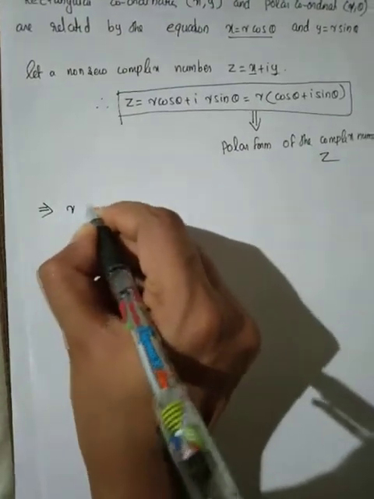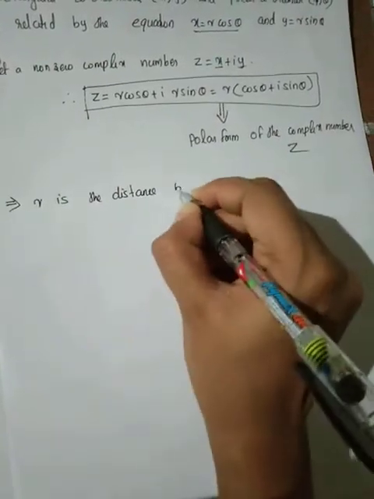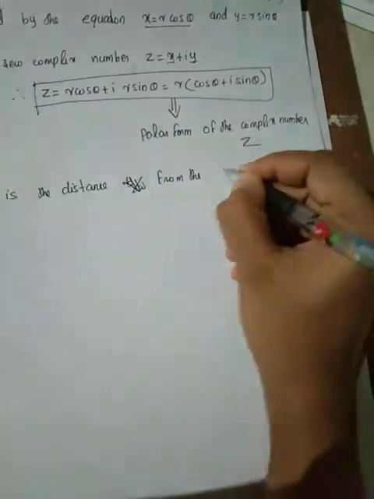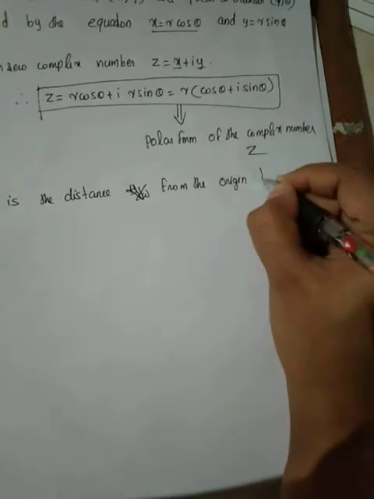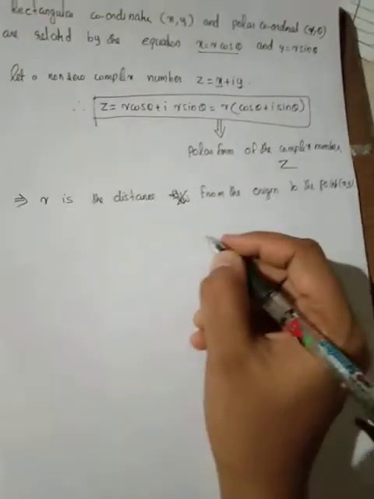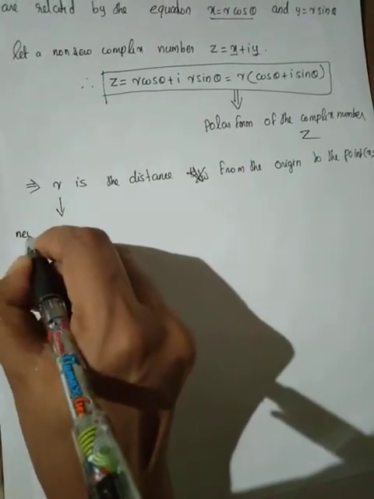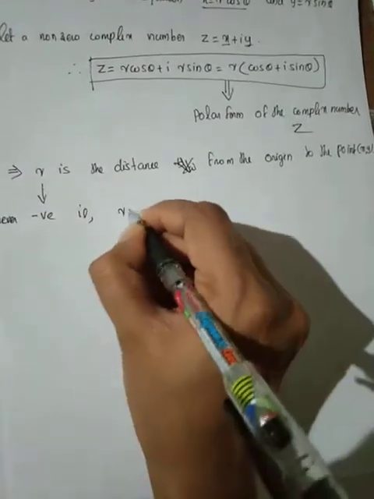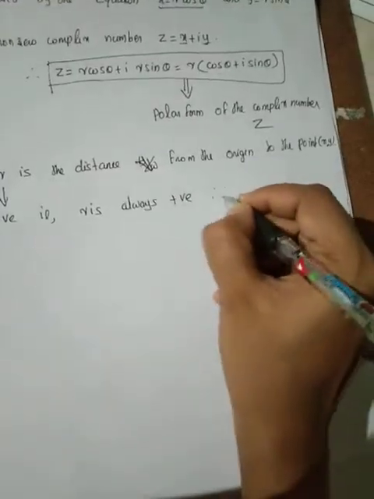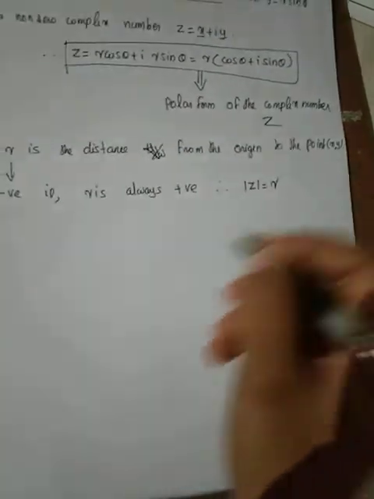We have r is the distance from the origin to the point x, y. R is never negative. That is, r is always positive. Therefore, we can take r to be the modulus. That is, mod z equal to r.